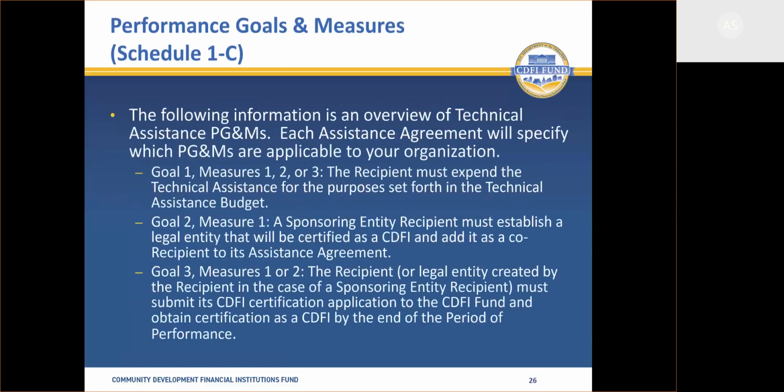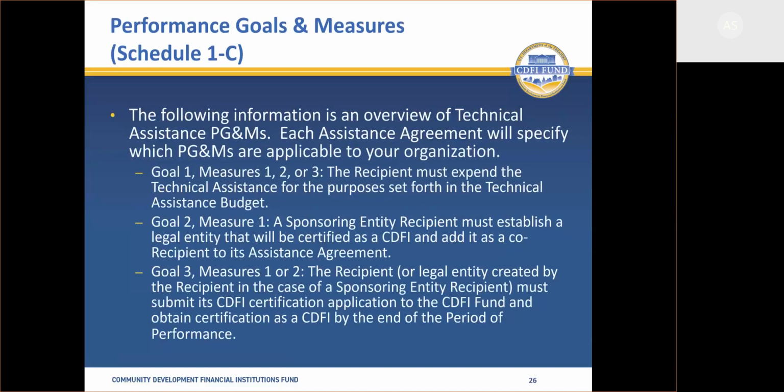So the technical assistance agreements have 3 possible PG&Ms, and your assistance agreement will contain the ones that are specific to your organization. All recipients will have Goal 1, depending on what type you are. It might be 1-1, 1-2, or 1-3, but this is the goal about the actual expenditure of the award, that you must spend it for the purposes set forth in the agreement.